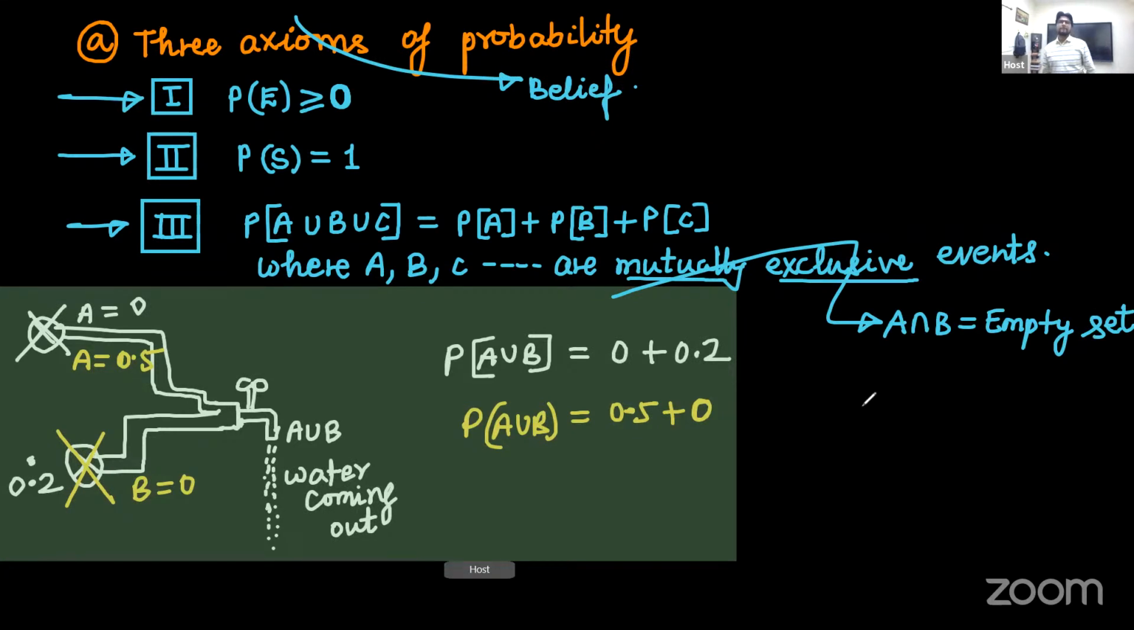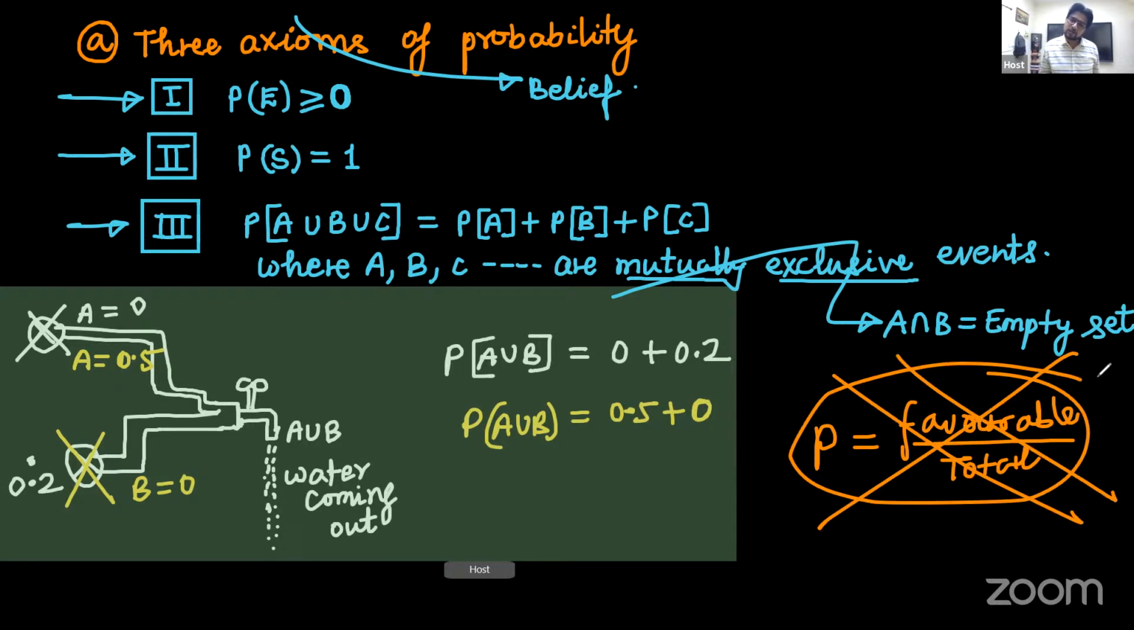Axiom number one, as I said: there is no definition of probability. The definition that has been taught to you, that probability is favorable elements upon total elements, is actually a scam. There is no such definition of probability, at least not a fundamental one. This is the definition of probability in very limited cases. We will see those limited cases. As of now, I say it again, there is no definition of probability.